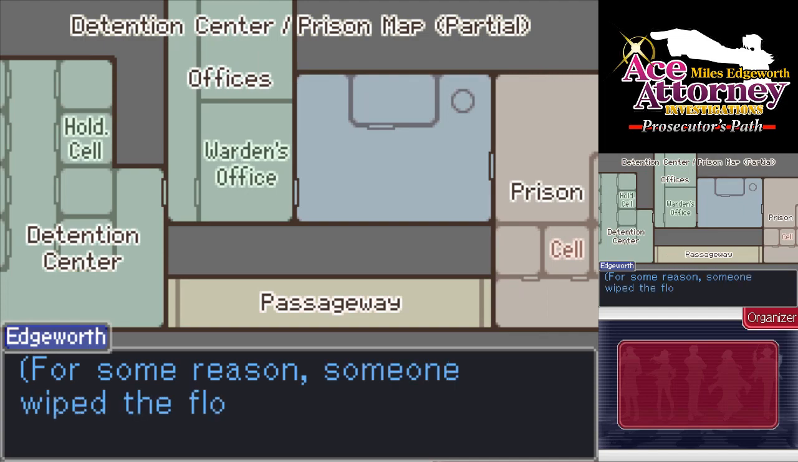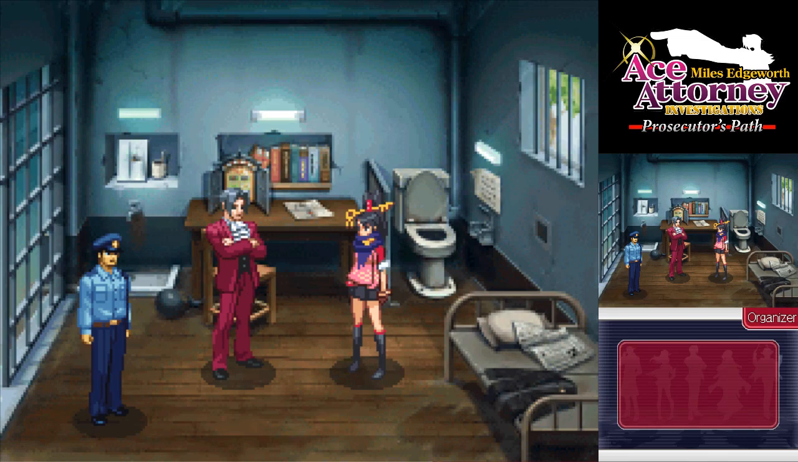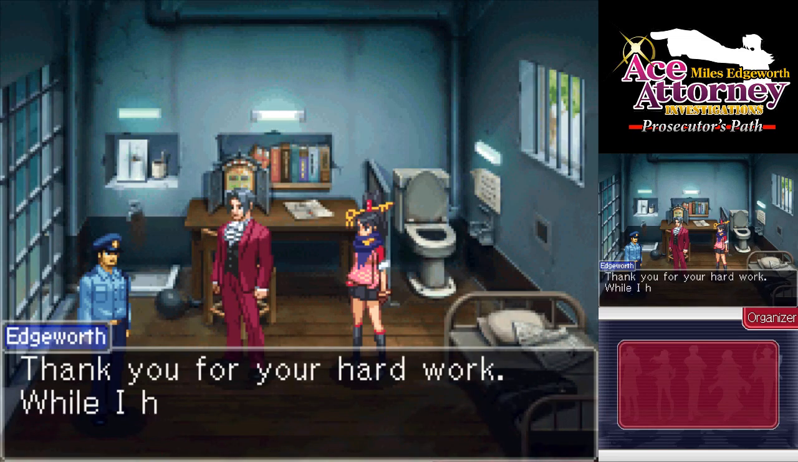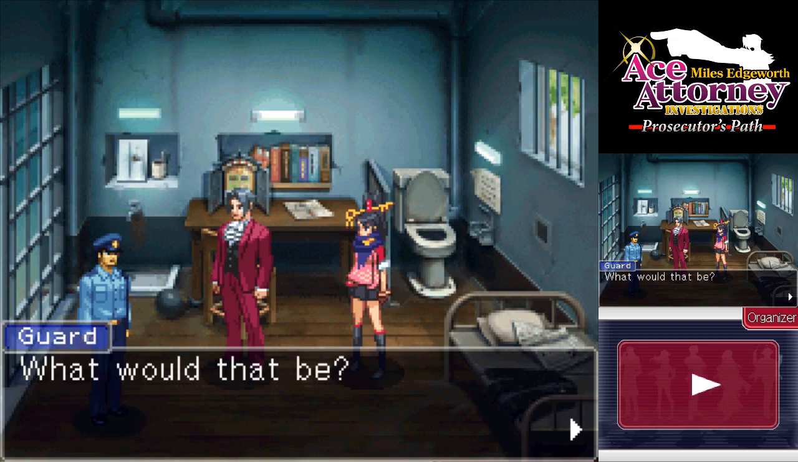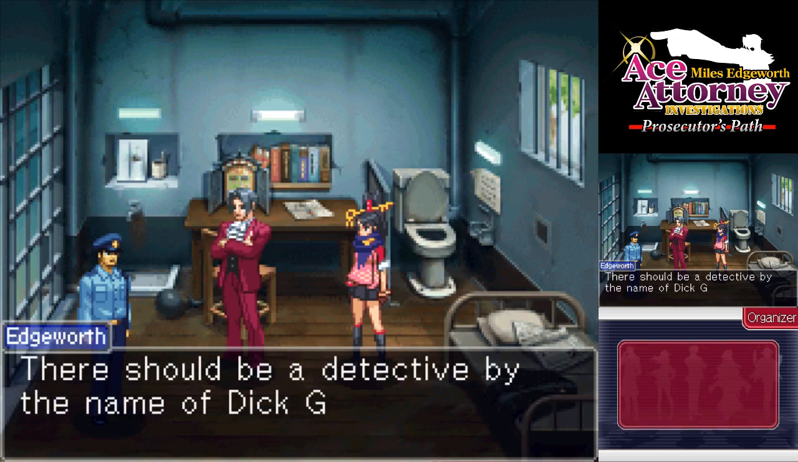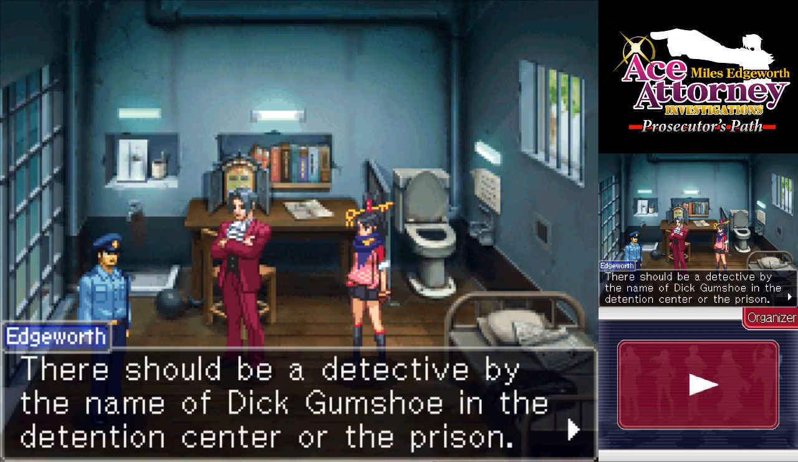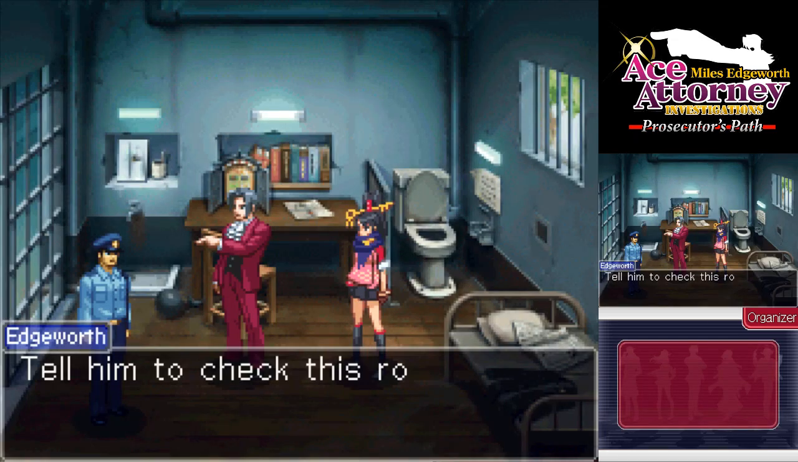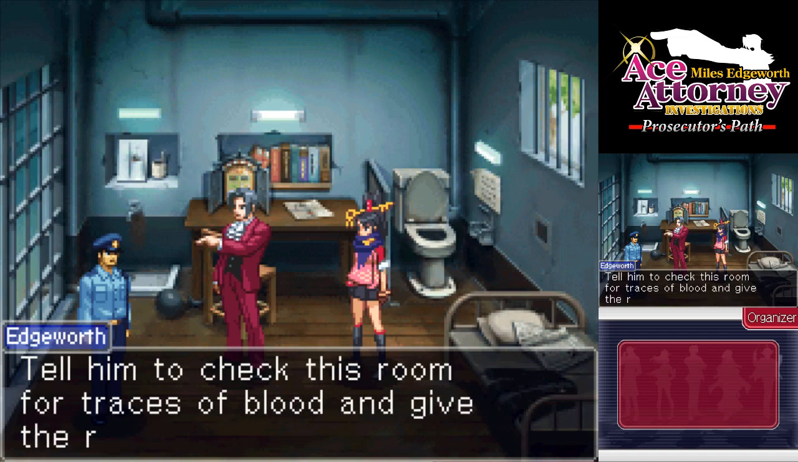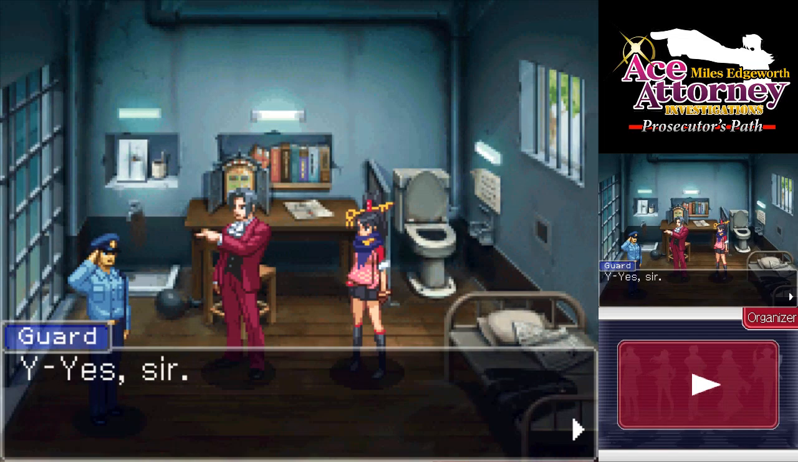For some reason, someone wiped the floor clean. Thank you for your hard work. While I have your attention, may I ask one more favor? What would that be? There should be a detective by the name of Dick Gumshoe in the detention center of the prison. I would like you to give him a message. Tell him to check this room for traces of blood and give the results to me. Yes, sir.